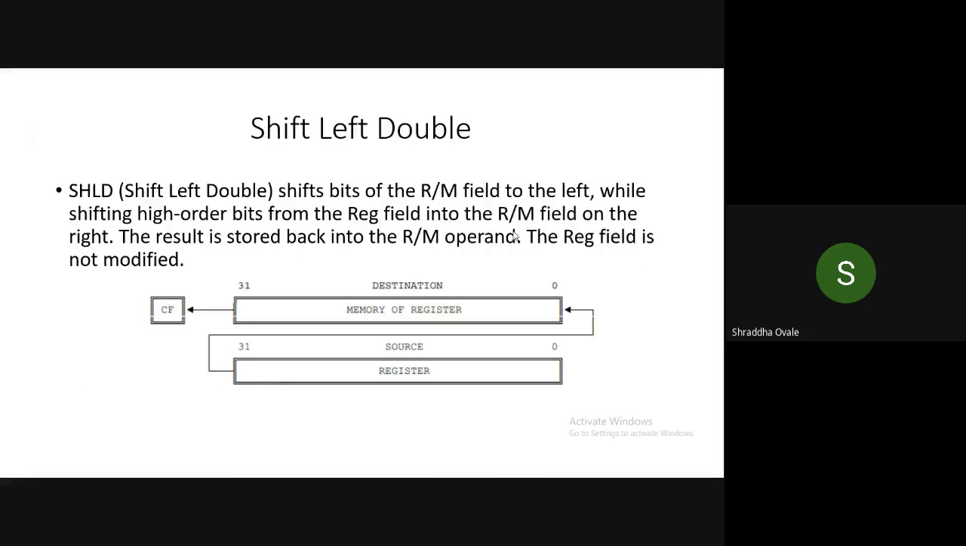Now next we will see shift left double. We saw shift left in the normal way, but now we are going to see it in terms of double. So we have the short form SHLD. We will see what happens in this.